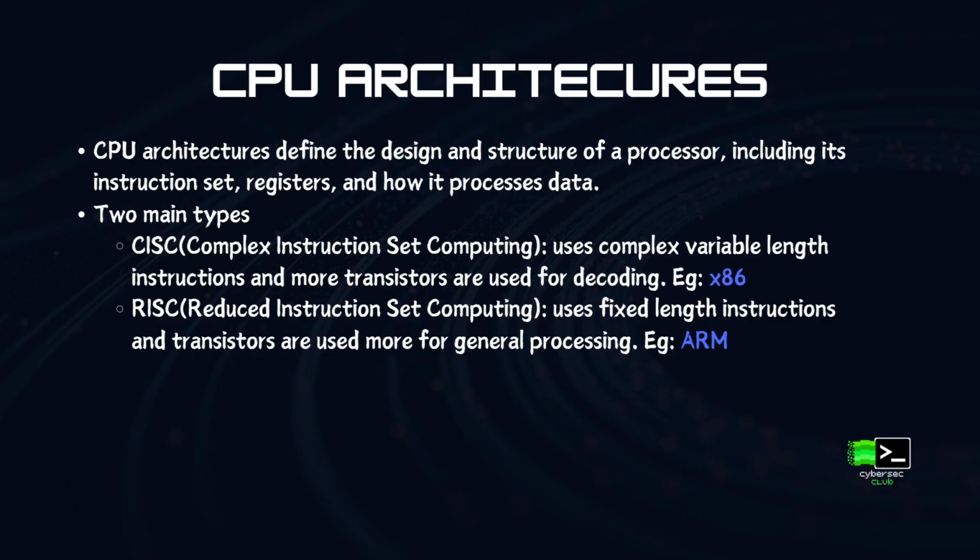There are two main classifications of CPU architectures, which are CISC and RISC. CISC is complex instruction set computing, and RISC is reduced instruction set computing. In CISC, it uses complex variable length instructions. What this means is it might have an instruction like multiply something and then push the value to a register, so it does a combination of two things. And for decoding this, on the hardware part, more transistors will be used. An example of this is the x86 architecture.